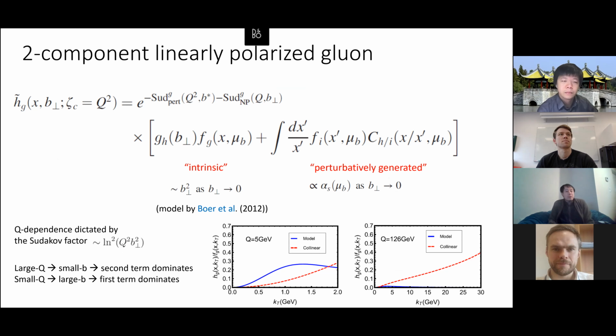So depending on the value of Q, you have different contributions becoming dominant. And you can see if Q is 5 GeV or 100 GeV in the case of Higgs boson production, you can see the large Q squared is completely dominated by the perturbatively generated linearly polarized gluon. But if you go to a moderate Q, like 5 GeV, then the non-perturbative part is dominant. So by changing Q perp, you can dial the relative contribution from these two mechanisms.